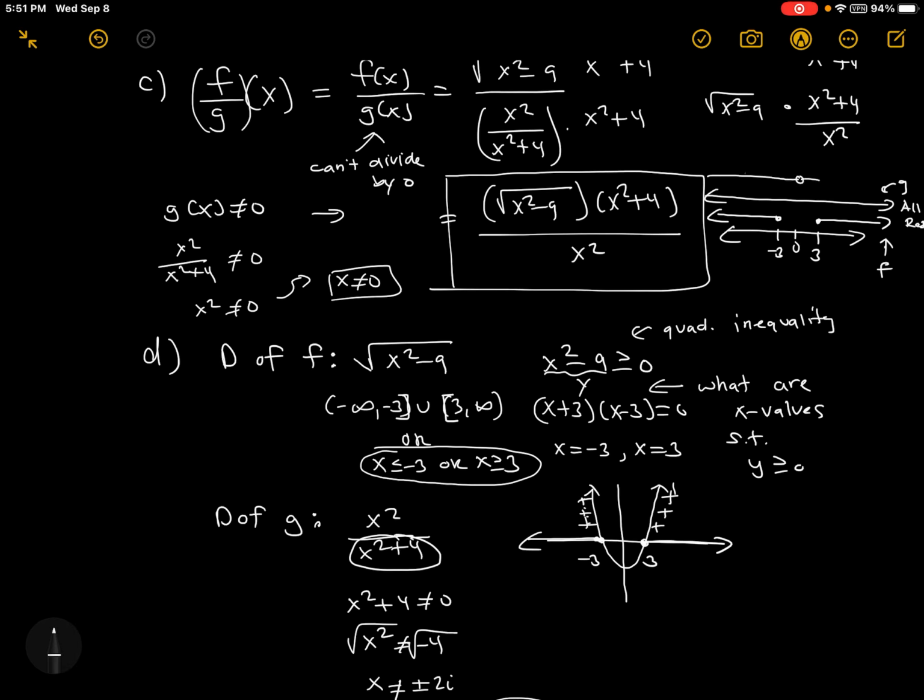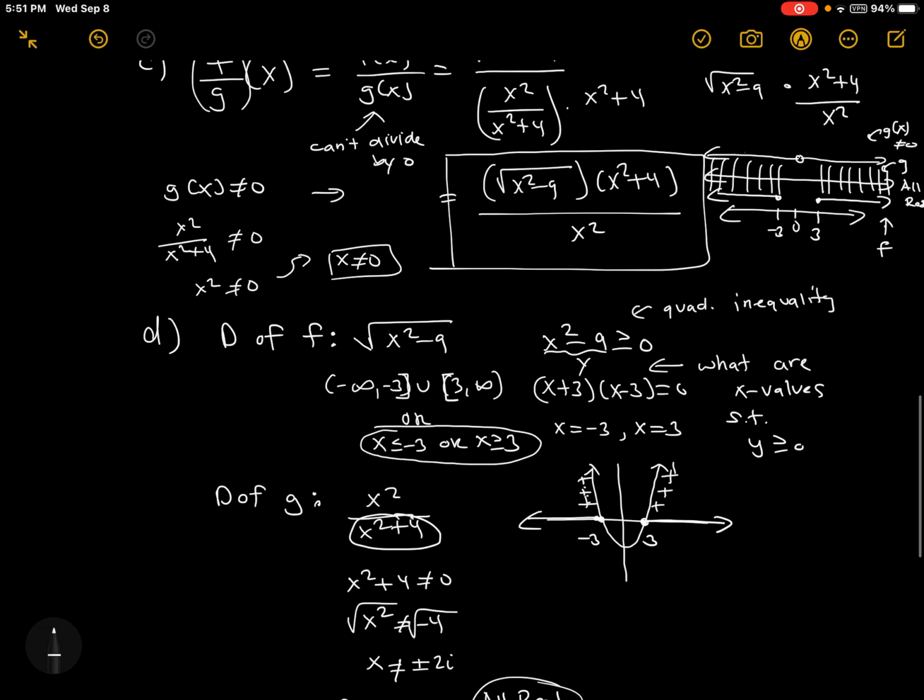So the overlap of all three is right here. So when you say that g of x can't equal 0, notice 0 is not even part of the overlap. So your final answer for this domain is still going to be minus infinity to negative 3, bracket, union, 3 to infinity. That's still your final answer because even though 0 is not part of the domain, it's not part of this overlap right here.